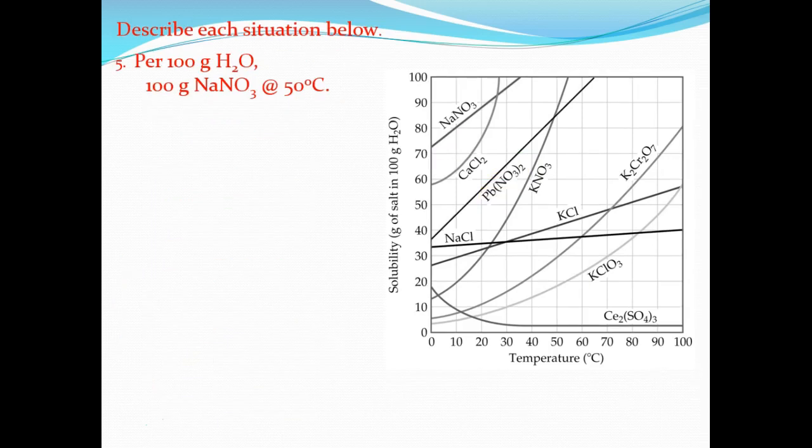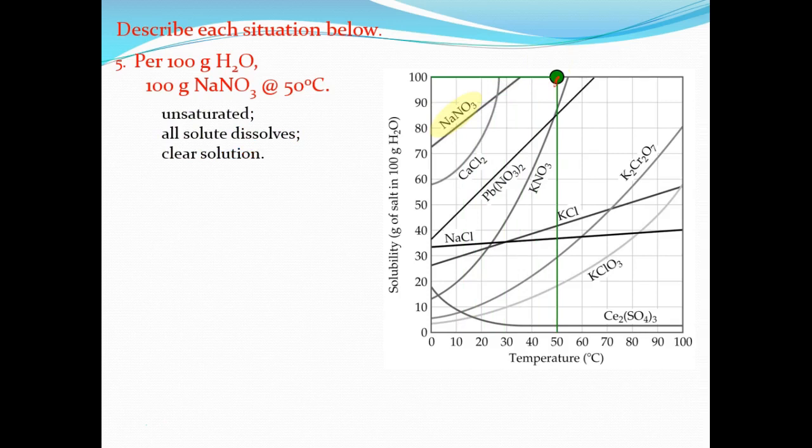Sorry about that, guys. Describe each solution below, per 100 grams of water. Well, this whole chart is only 100 grams of water, so I'm looking at 100 grams of NaNO3 at 50 degrees Celsius. So here's 50 degrees Celsius. Here's 100 grams. Put our dot there. And we are looking for NaNO3, and it's going to fall under the line, so we will be unsaturated.